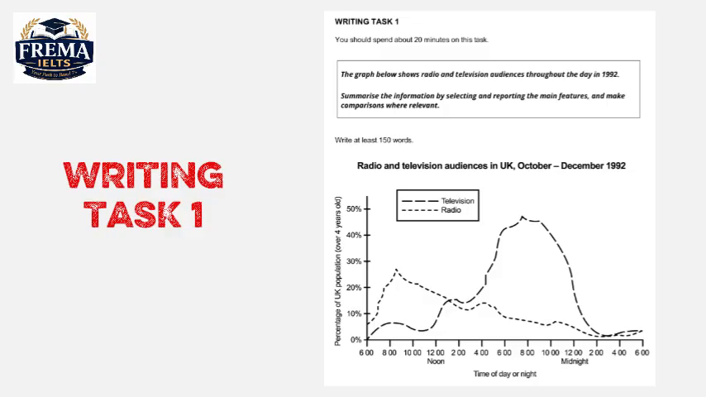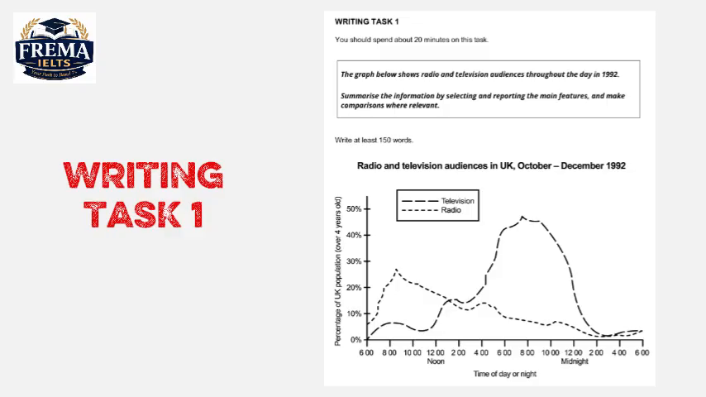As you can see, the graph shows radio and television audiences in the UK throughout the day in 1992. The vertical axis represents the percentage of the UK population over 4 years old, while the horizontal axis shows the time of the day from 6 o'clock in the morning to 6 o'clock the next morning.